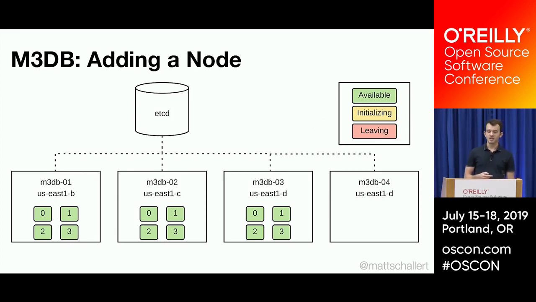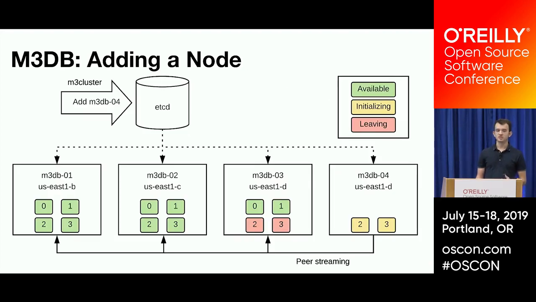So here we have an M3DB cluster with 3 nodes in these various availability zones in a cloud region, and a 4th that we want to add. These nodes are all talking to etcd, in which the current placement is stored. And this placement has 4 shards, 3 replicas, with the assignment that we see above.